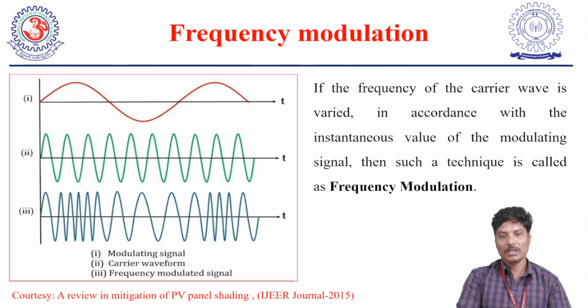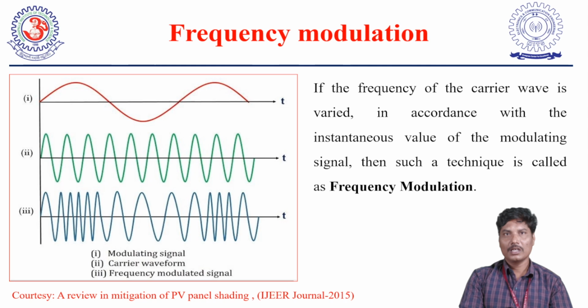Yes. Similarly, we have another type of modulation. What is that modulation? Frequency modulation. Previously, in amplitude modulation, we kept the information in terms of amplitudes. But here we are going to keep the information of the message signal in terms of frequency. That means this is a carrier signal and this is the message signal, and the second one is a carrier signal. Here I varied the frequency. In the second waveform, the frequency is constant.